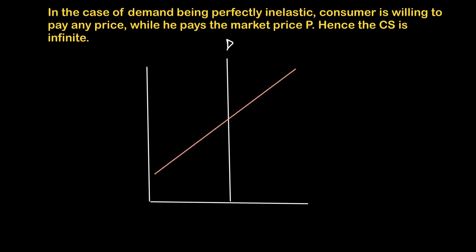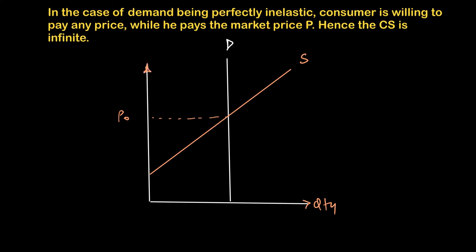Let's say this is my supply curve. My supply curve is upward sloping, and let's say the equilibrium price is P naught. Now, what we are actually paying is P naught, but what are we willing to pay? The answer is any price. In that case, all this area will be my consumer surplus. So my consumer surplus in this case is going to be infinite, as I am willing to pay any price. If the supply curve shifts upward or the price goes up for any reason, the consumer will still pay the market price because he needs that good. It is important for his survival, and it is a life-saving drug.